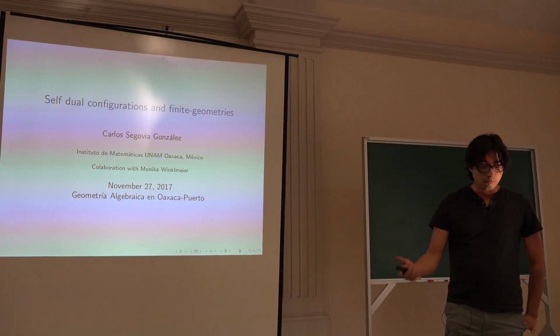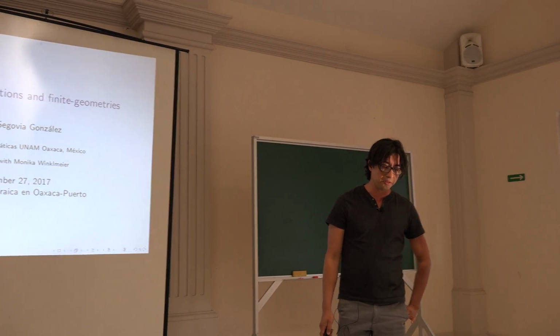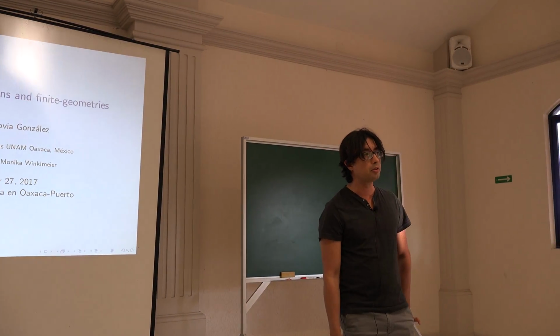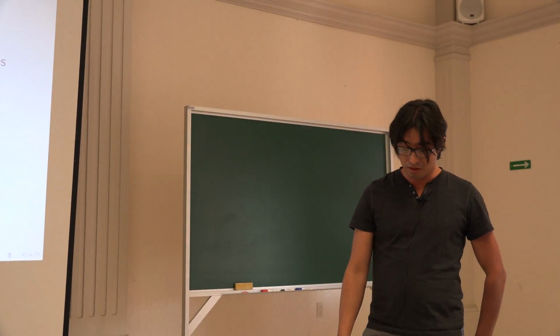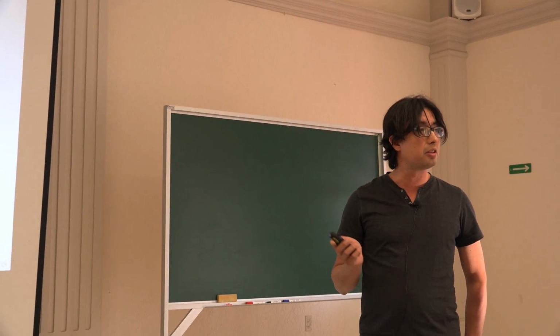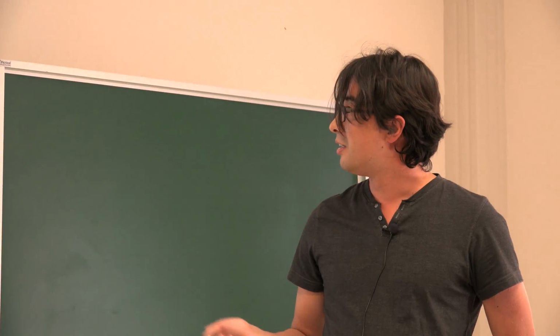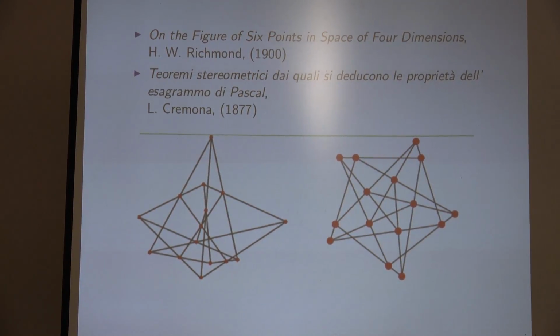Well, this work consists of a curiosity that I think I had for more or less 2 or 3 years, and I was lucky that I found this work. And the first is self-dual configuration. I want to start with what is called the Cremona-Richmond configuration. This was found by Richmond, from Britain, and also Luigi Cremona, from Italy.